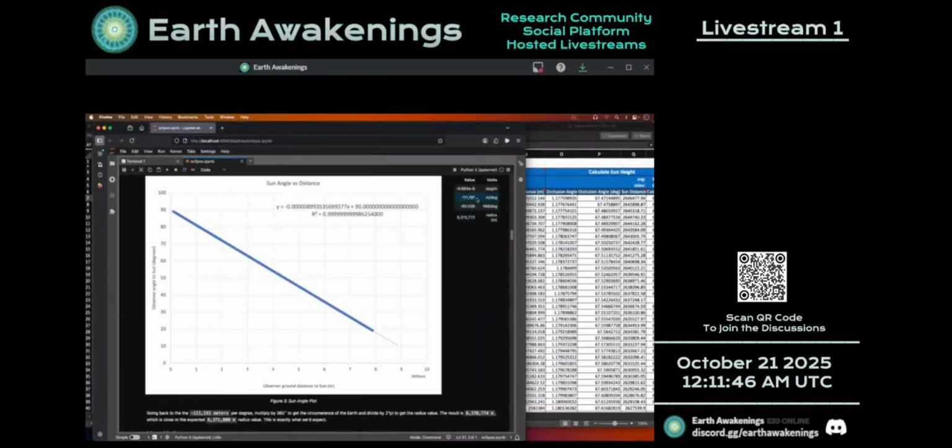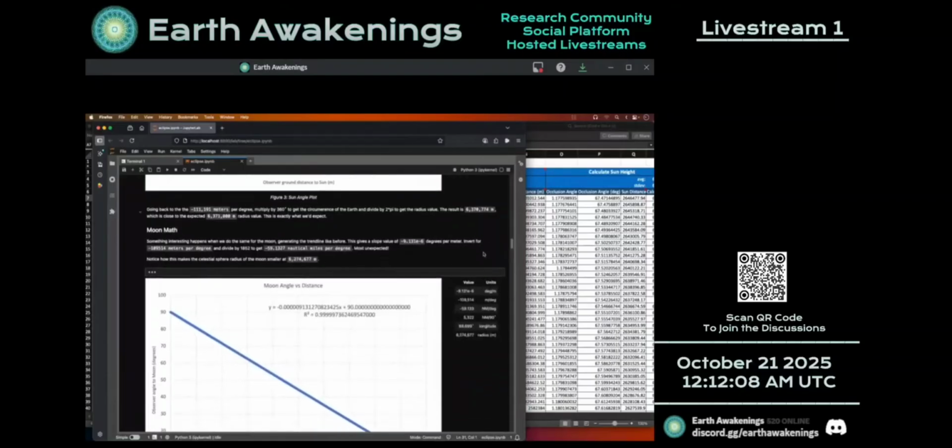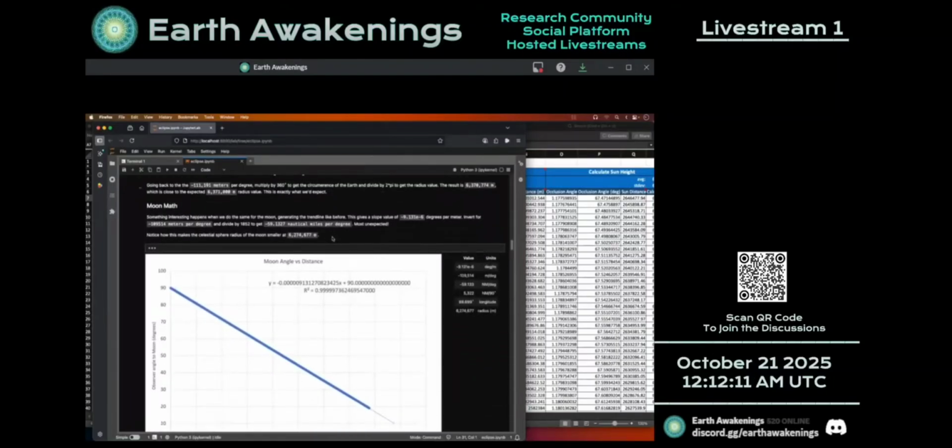Going back to this 111,000 meters per degree number, if we multiply by 360 degrees to get the circumference, and then divide by 2 pi, we get the radius value of 6.3 million meters. This is close to the 6,371 radius for the Earth value, which is what we'd expect. But now when we go to the moon, something interesting happens.